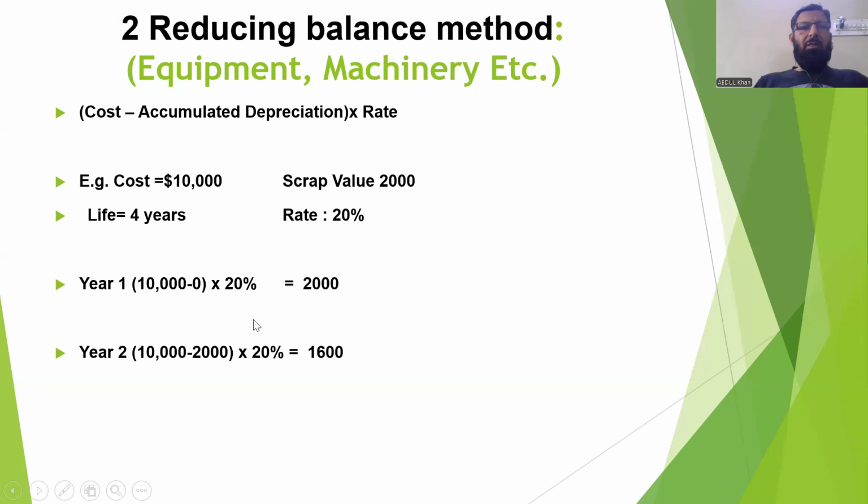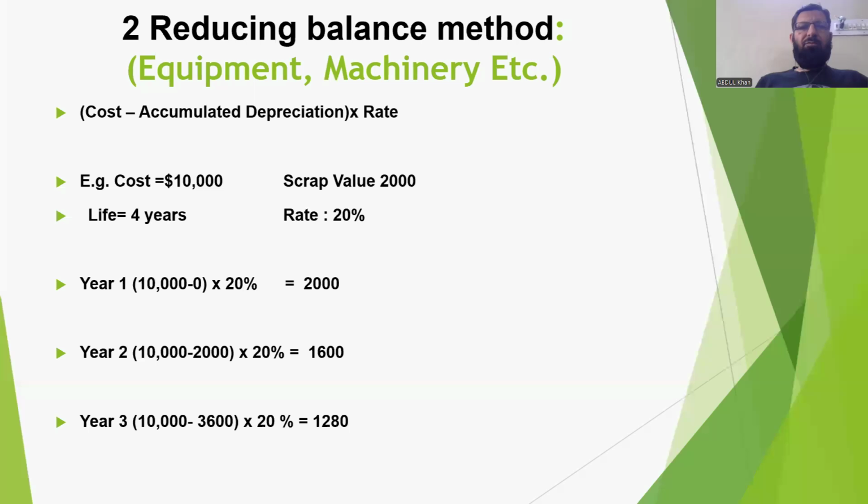But here you have to write the previous depreciation and then apply the percentage. For year 3, you have to add both depreciation values, put that here, and then apply the percentage, and you will get the year 3 depreciation. Year 4 would be the same. You add 2,000, 1,600, 1,280, put it here, subtract from the cost, and then apply the percentage. You will get the depreciation for year 4.